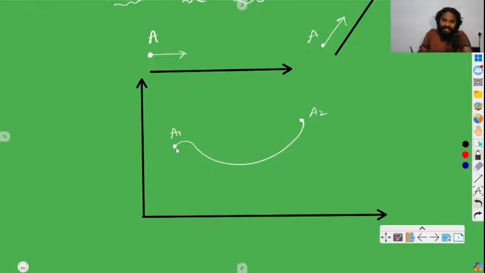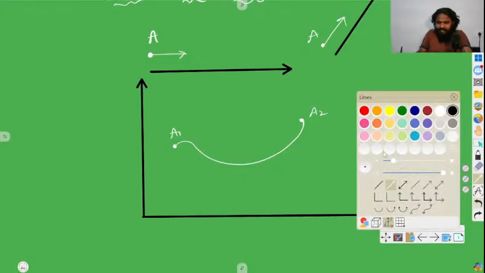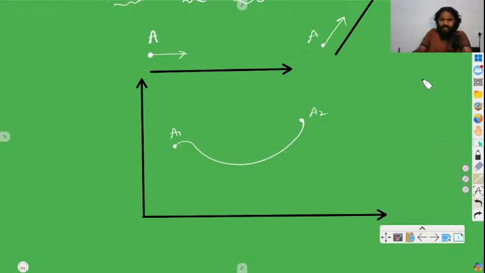Now here, this is the initial position of the particle. Let me have green color, right? So now if I draw the position vector of particle A, this is the position vector of the particle. It means from the origin to the particle, this is the initial position vector. This position vector is telling the position of particle A1, right?